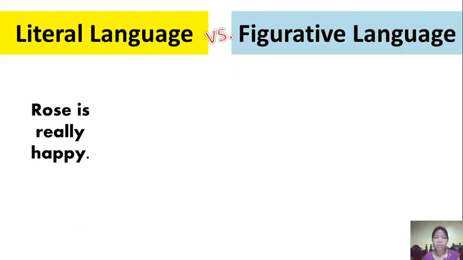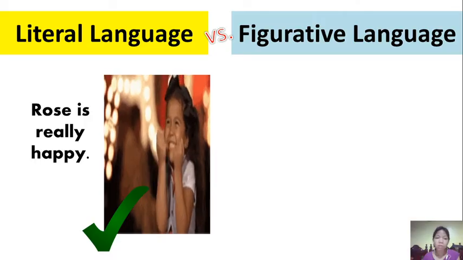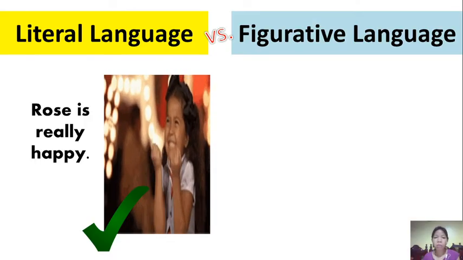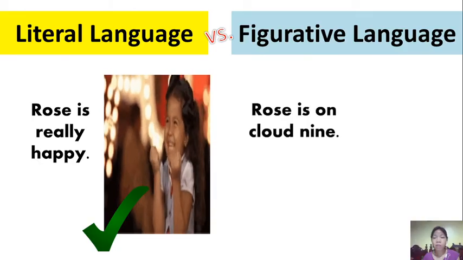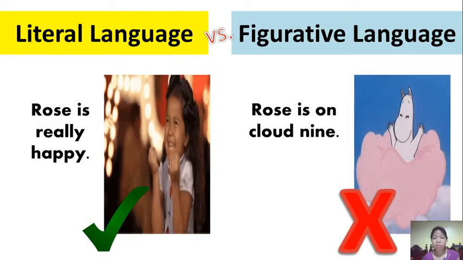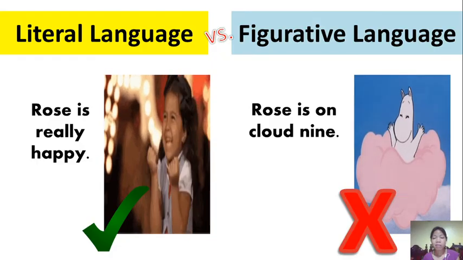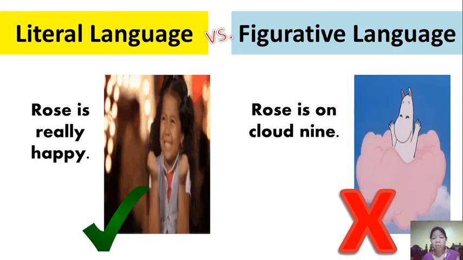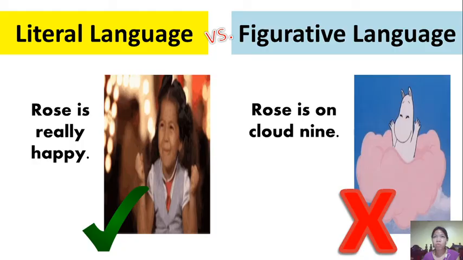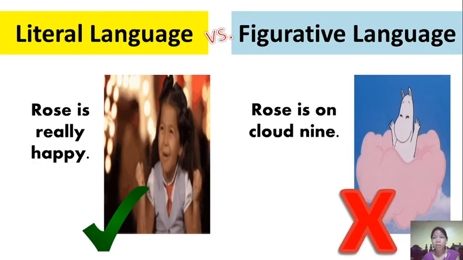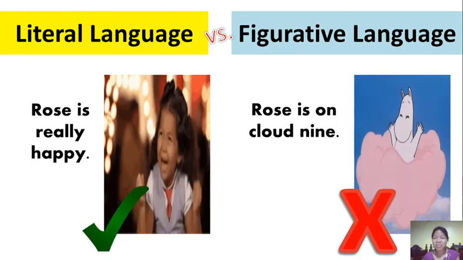Another example is Rose is really happy. This is a literal language. There's no other meaning to it. She's happy. Its figurative language counterpart is Rose is on cloud 9. Nope, Rose is not on a cloud named 9. It just means that she's really happy. It's just a way of describing how you feel when you're happy. You feel like you're on the clouds.